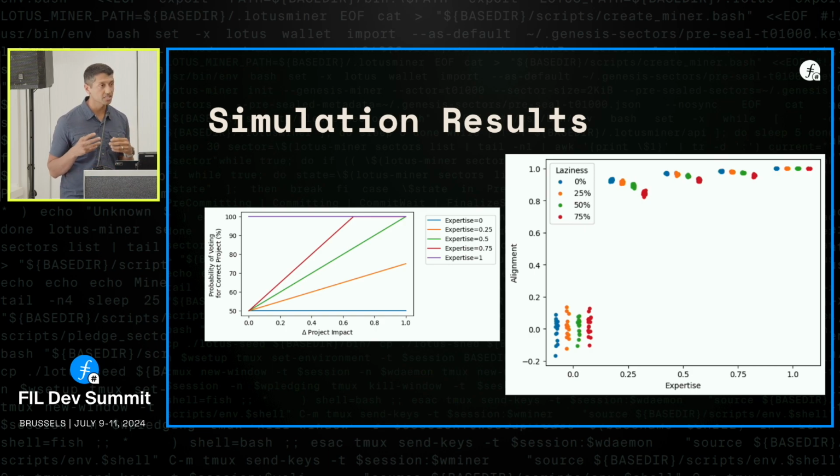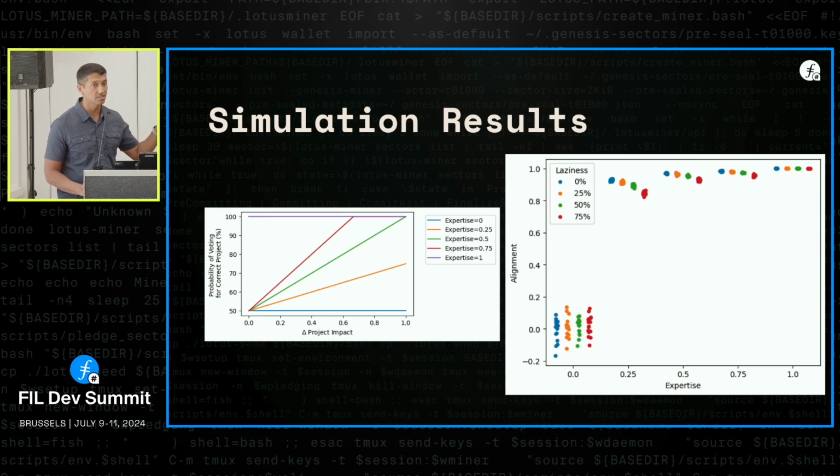Since this is all in simulation, we can simulate projects with different impact levels, and then we can say, how well does it align? And that's what the plot on the right shows: for different levels of expertise, how well does it align.